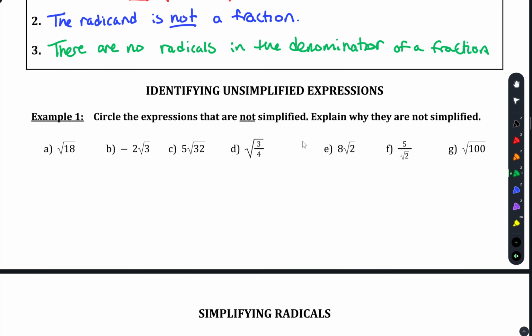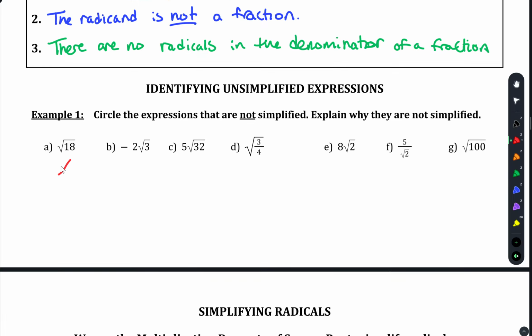So let's take a look at identifying unsimplified expressions. I'm going to go through each of these. We're going to figure out if they are simplified or not. For this first one, the square root of 18 is not simplified because I can take out of 18 9 and 2. 9 is a perfect square. It should actually be simplified to the 3 square root 2. Letter B is simplified. That one looks good. It follows all 3 rules.